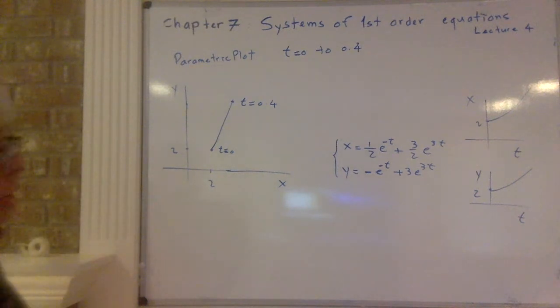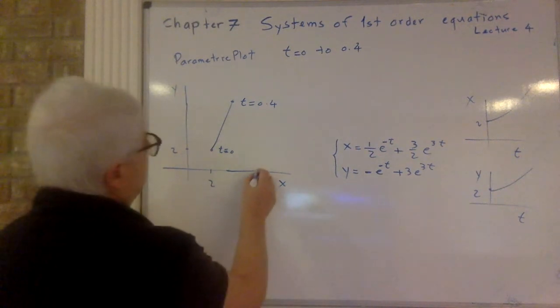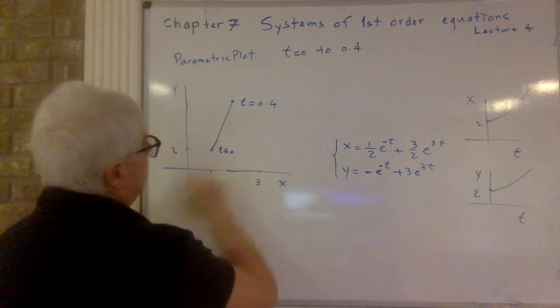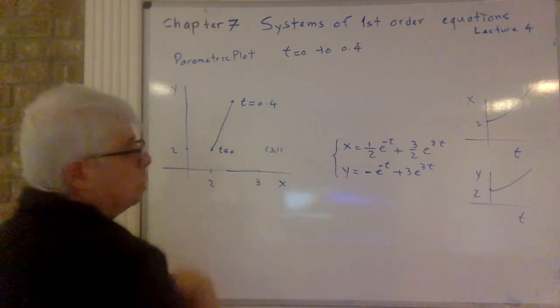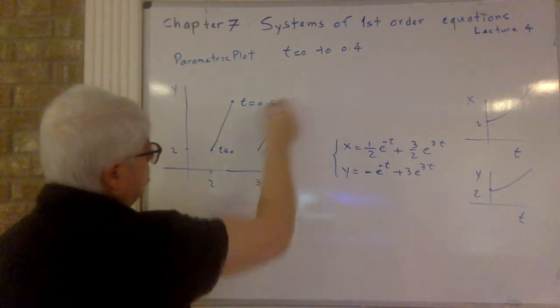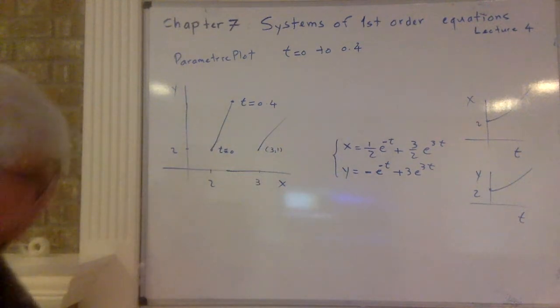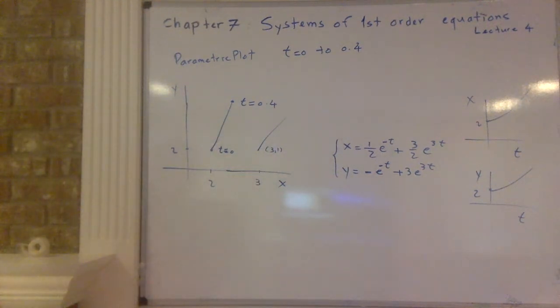So if I start at another point, it gives me another path, right? If I start at, say, 3 and 1, I will get something else. It will be like this.